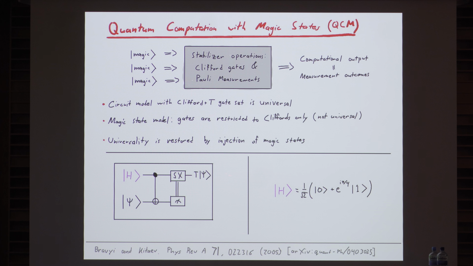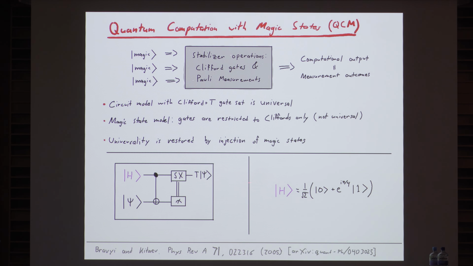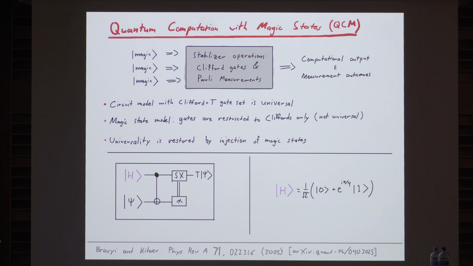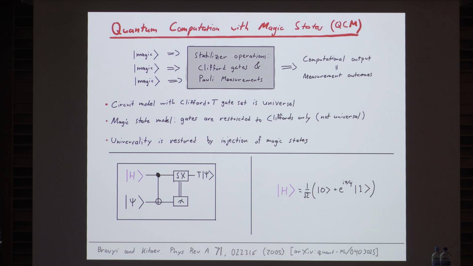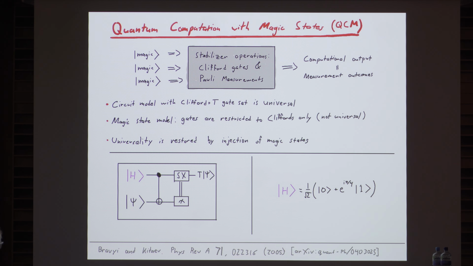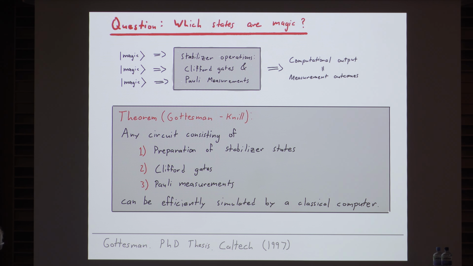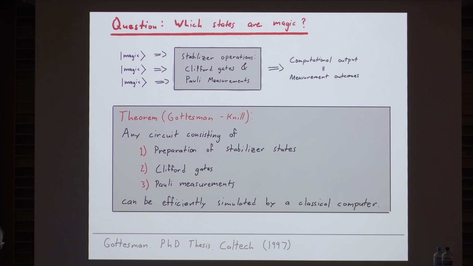So here's a standard example. If you include this particular magic state, then using just Clifford operations and Pauli measurements, you can effectively implement a T gate on this other state. So stabilizer operations, Clifford gates and Pauli measurements, supplemented with these non-stabilizer input states, is also a universal model of quantum computation. The big question we want to approach is which states are magic, by which I mean which states, when you add them to Clifford gates and Pauli measurements, give you something computationally interesting.